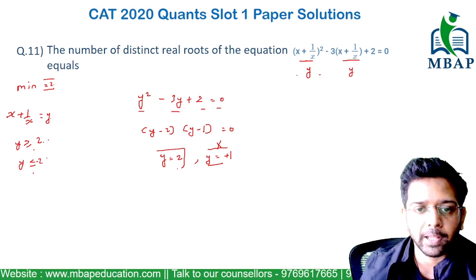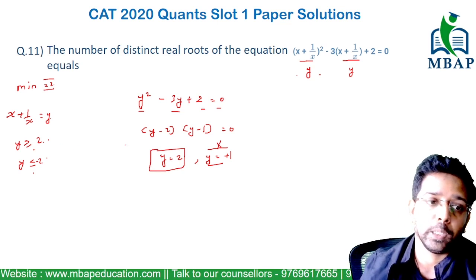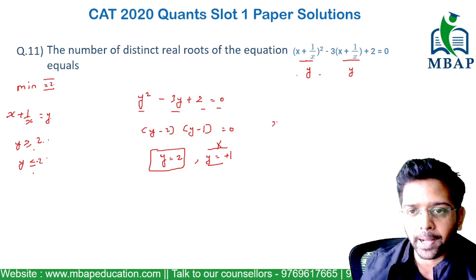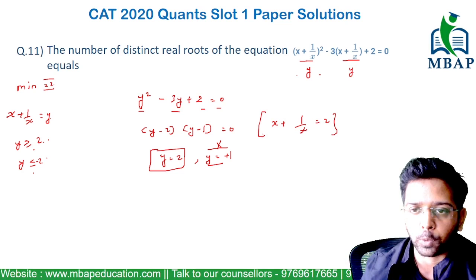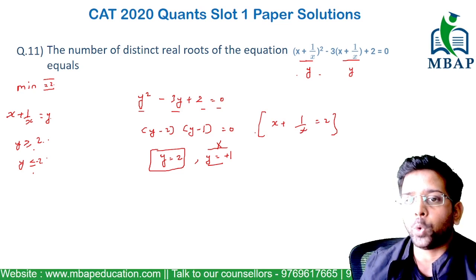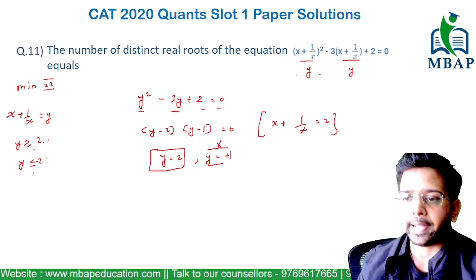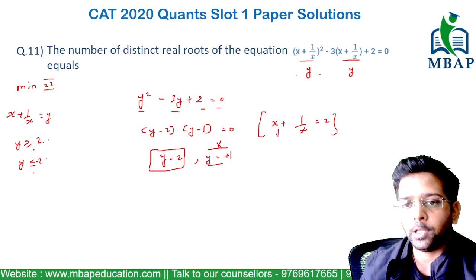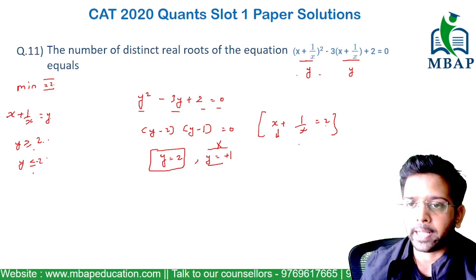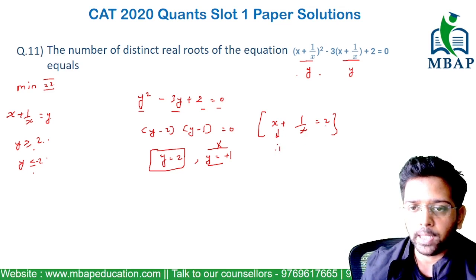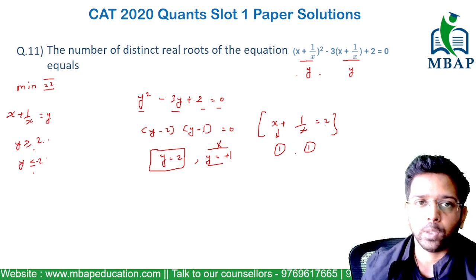So the only possible value of y that we can get is y equal to 2. If I substitute it back, we understand the only possible value of x plus 1 by x will be equal to 2. And if this is the only possible value of x plus 1 by x, we also understand the value of x for which x plus 1 by x equals 2 will be only and only plus 1.